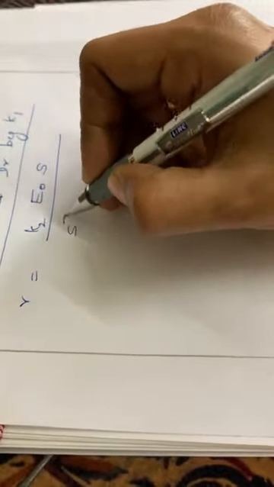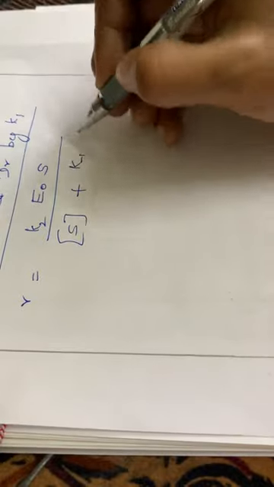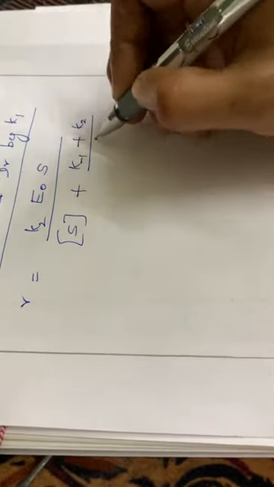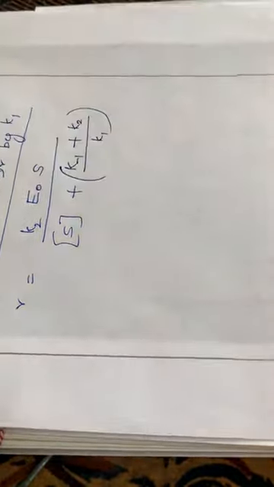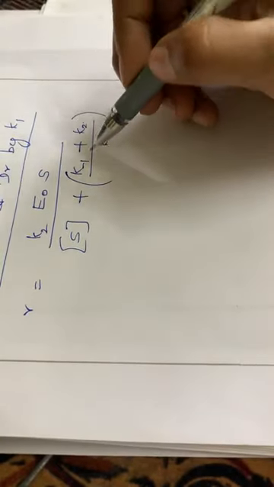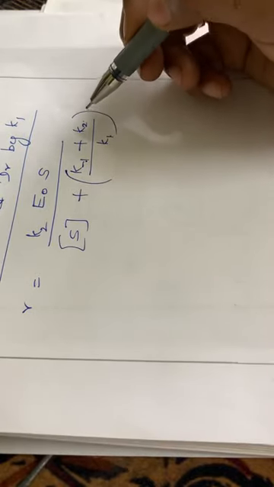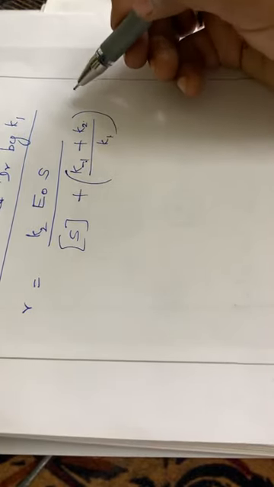So here it becomes S plus, in the second term there is no K1, so it will be like this, K inverse plus K2 divided by K1. Okay, so that is the next step. So here these three are constants. K inverse is a constant, K2 is a constant, K1 is a constant. So we can substitute it by another constant Km.